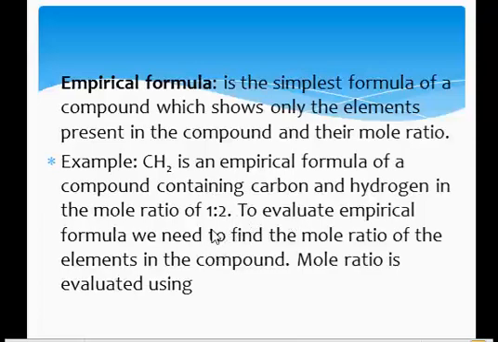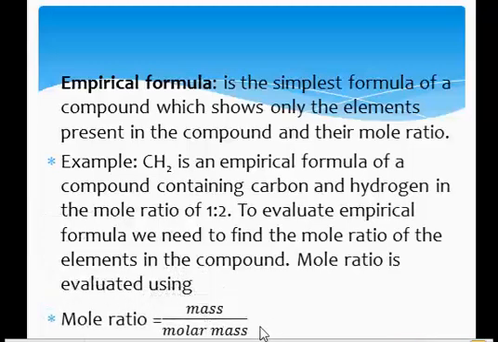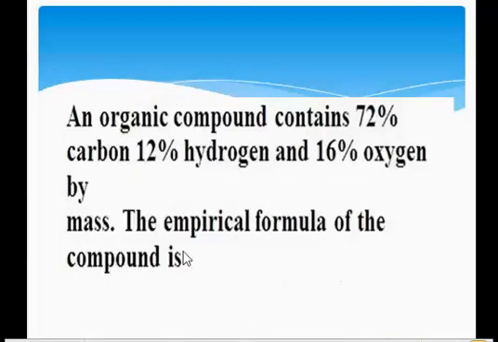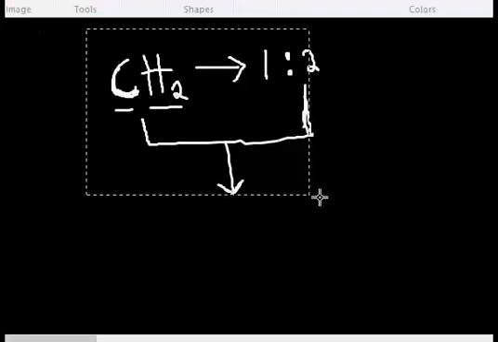Now, the question is, how do we evaluate empirical formula? Because for us to actually even get the molecular formula of a compound, we need its empirical formula. Now, to evaluate empirical formula, we need to find the mole ratio of the elements in the compound. So simply, all you need is to get that mole ratio and you have got an empirical formula. So the question, what is the formula for mole ratio? Okay, so mole ratio is actually evaluated by a simple formula. Mole ratio is mass all over molar mass, simple. All right, use mass all over molar mass, or you use percentage by mass. Those are two ways of actually evaluating mole ratio, okay?